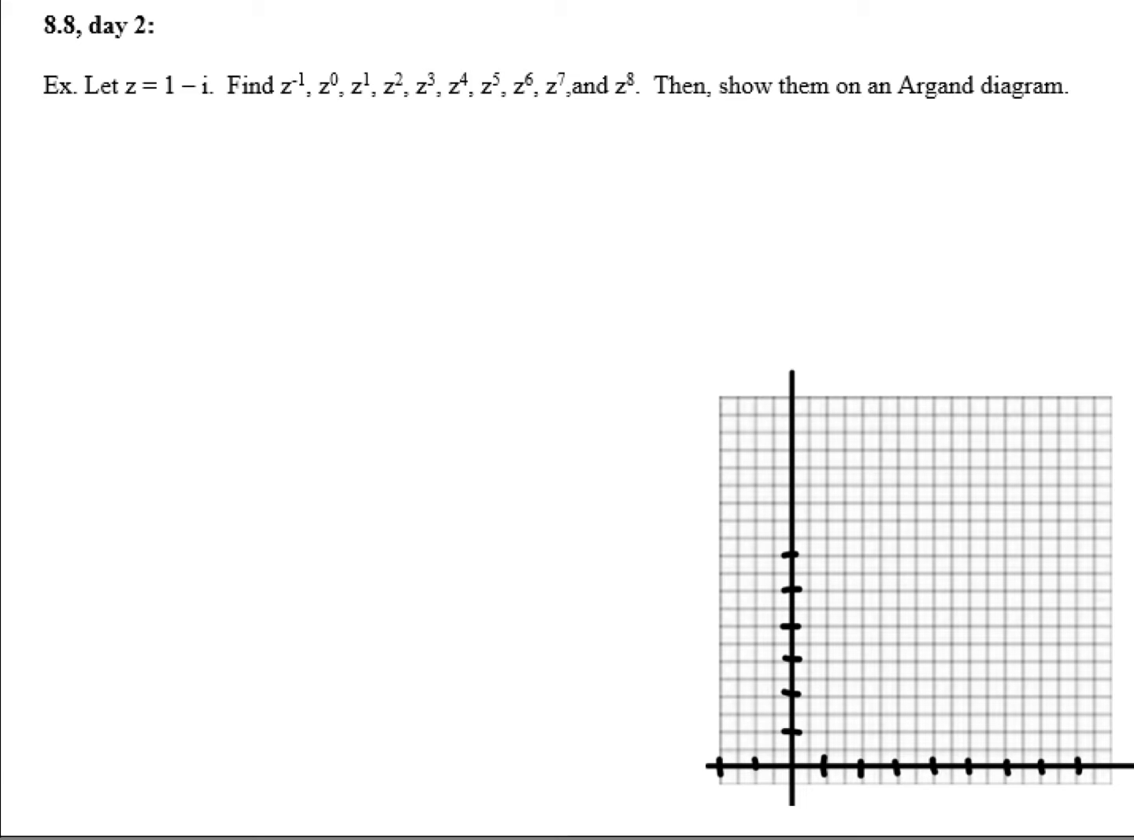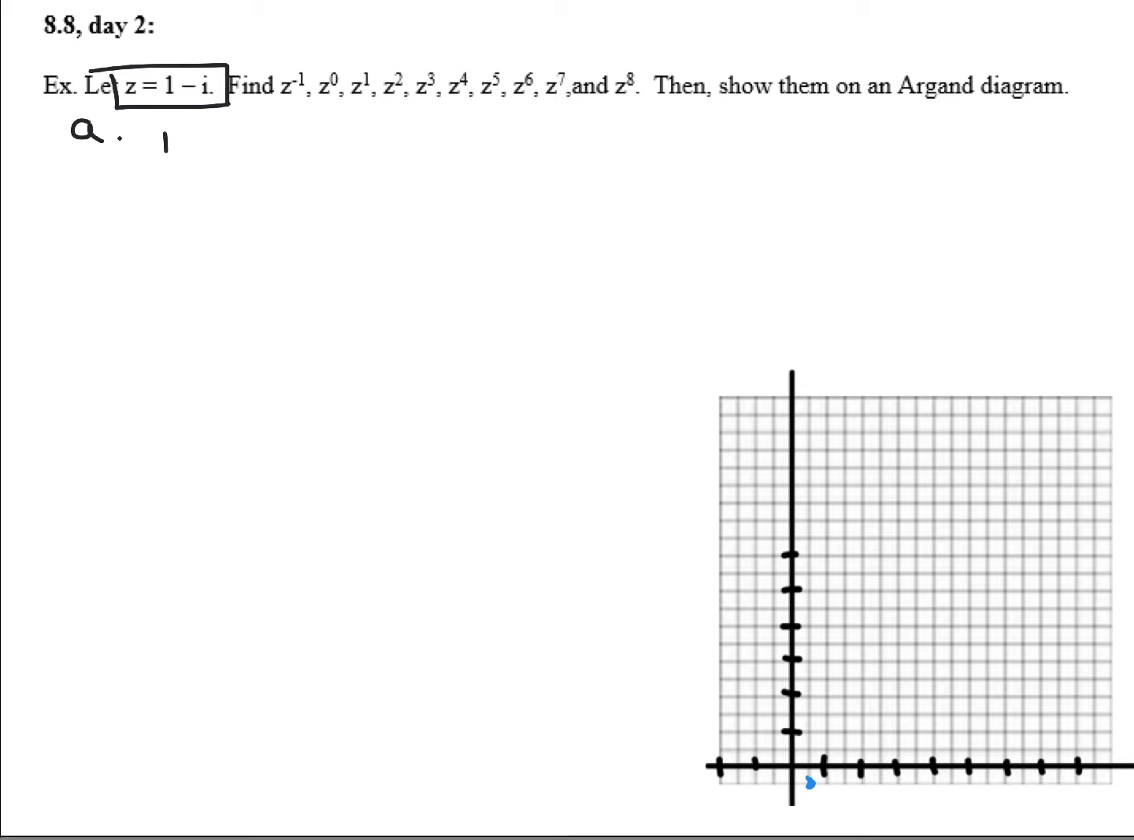All right, first thing I got to do in part A is get my number converted, right? Here it is, 1 minus i. This one I'll graph just because I can. That would be right here, 1 to the right, 1 down.